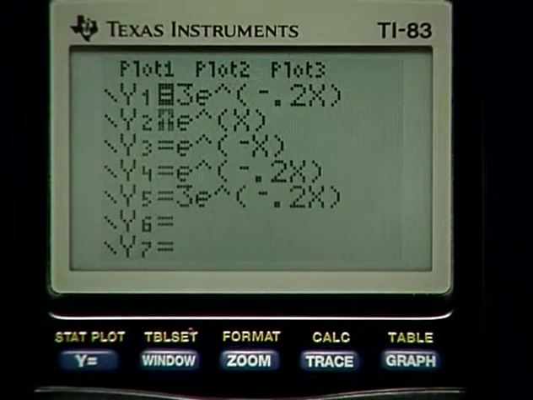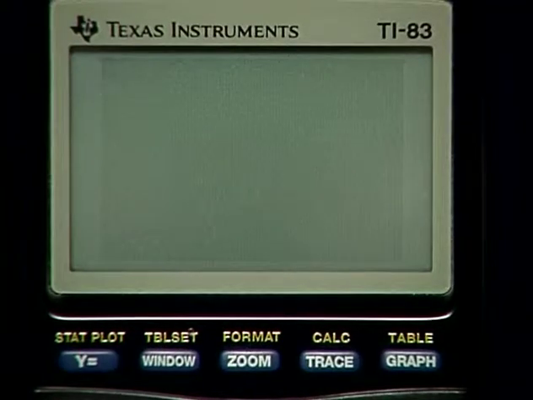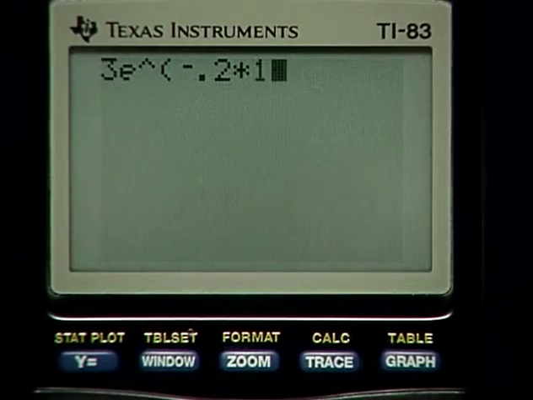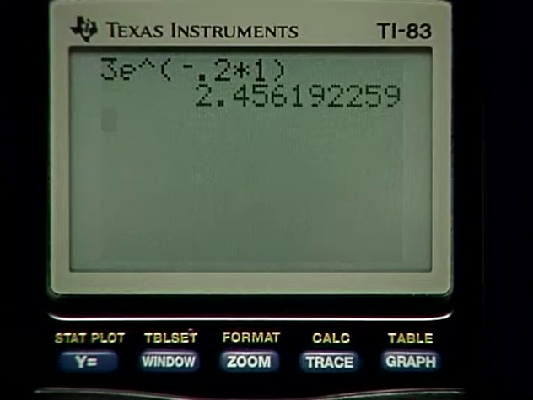Press second and then the mode button, and it'll give us a clear main screen. If we press, let's see, it was 3, then e to the negative 0.2, now we're going to multiply times, it was the x in this position. We'll replace x with 1 and then press enter. So here is f of 1 if we're thinking of it as a function.